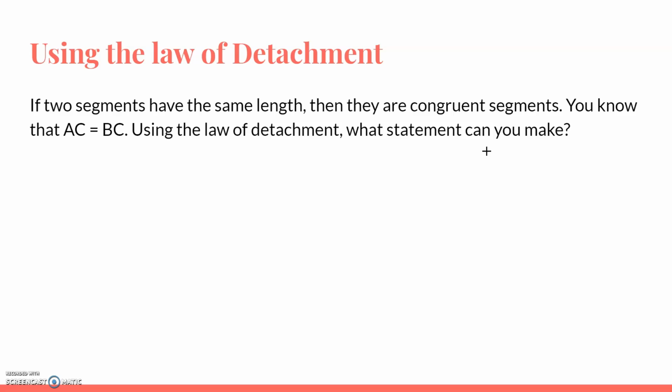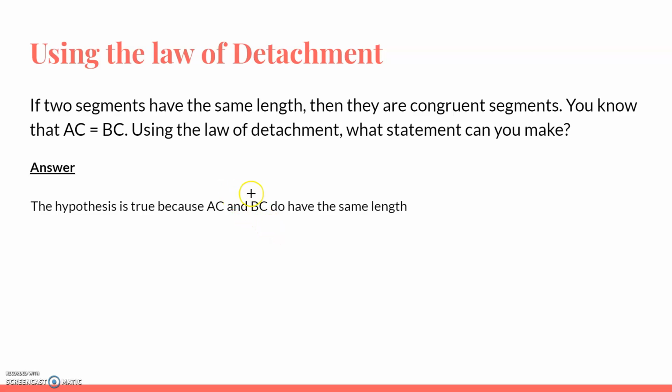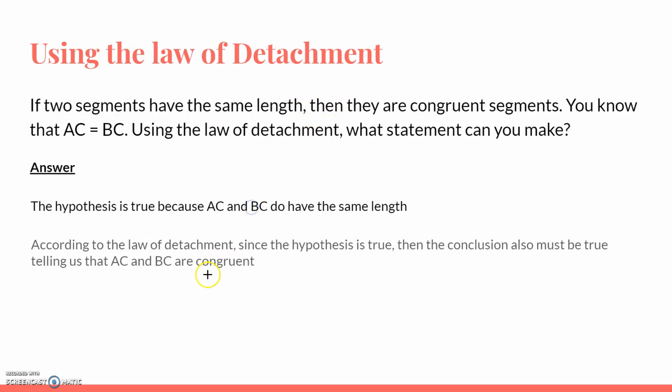Alright, so now that you're back: if two segments have the same length, then they are congruent segments. We know that AC is equal to BC. So, since two segments have the same length, the hypothesis is true, and the law of detachment tells us that if the hypothesis of a true conditional is true, then the conclusion also must be true. This is a true conditional. So the conclusion here also must be true, telling us that AC and BC are congruent segments.